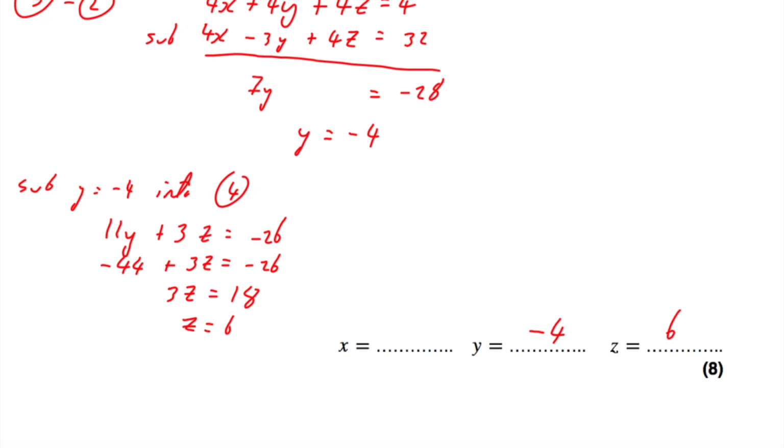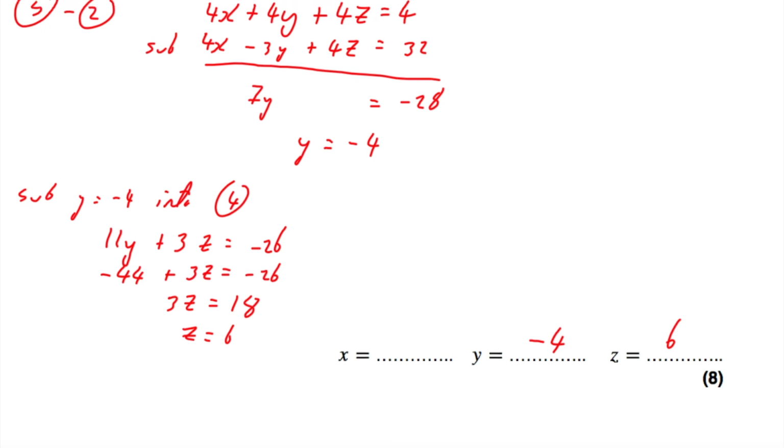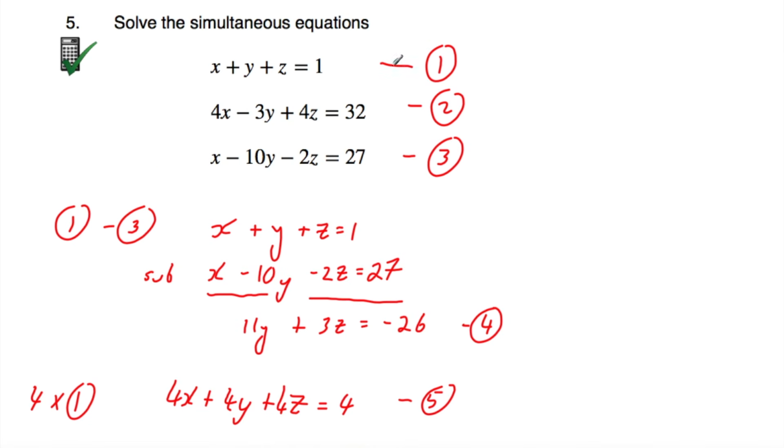Okay, so we've found y and we've found z. We will check these later. Now let's find what x is. I'm going to substitute these two values, y is equal to negative 4 and z is equal to 6, into equation 1, because equation 1 was quite nice. Let's see what we get.